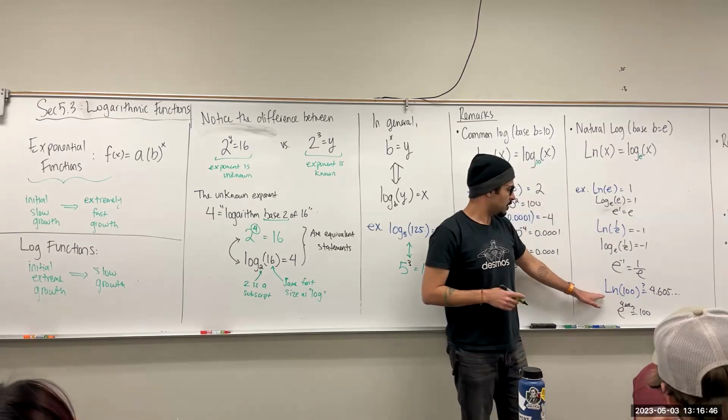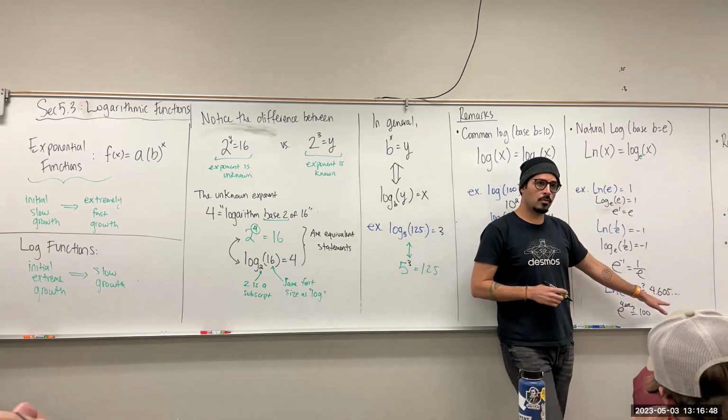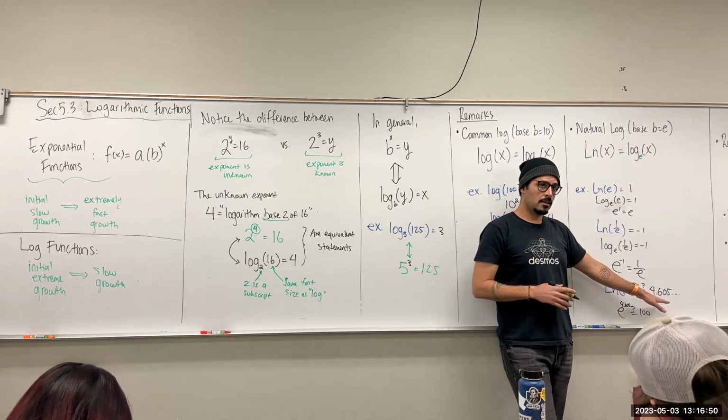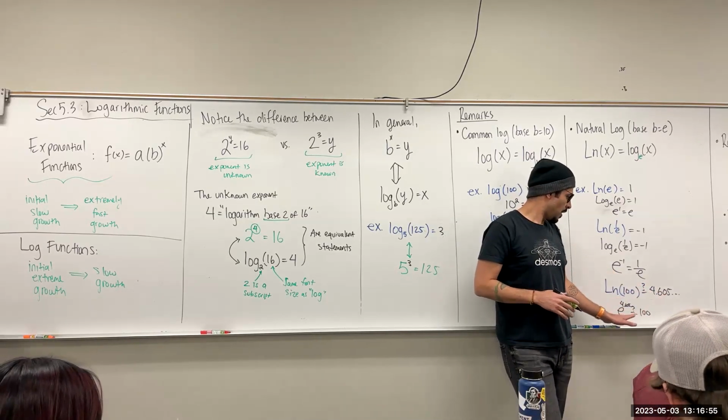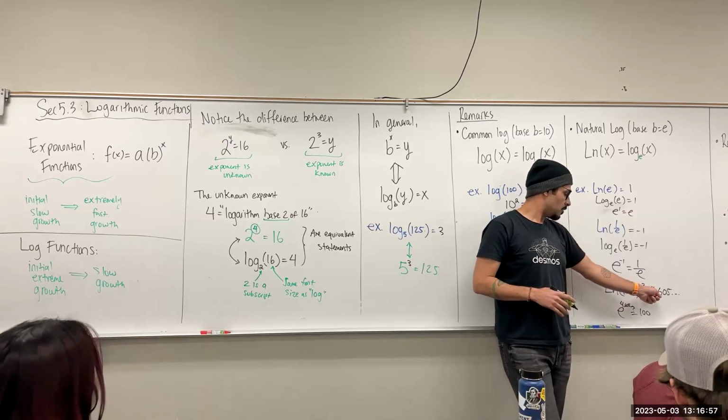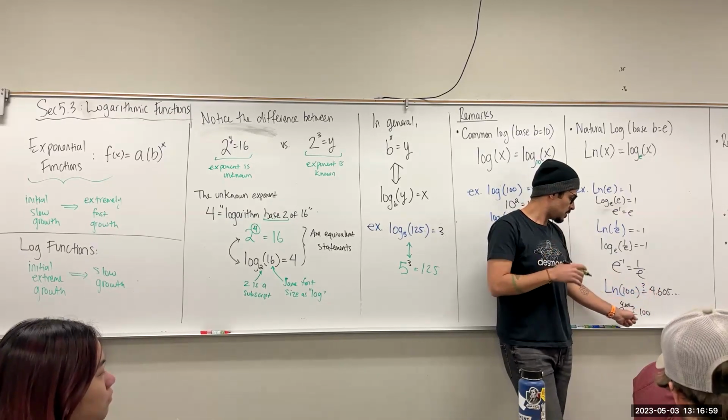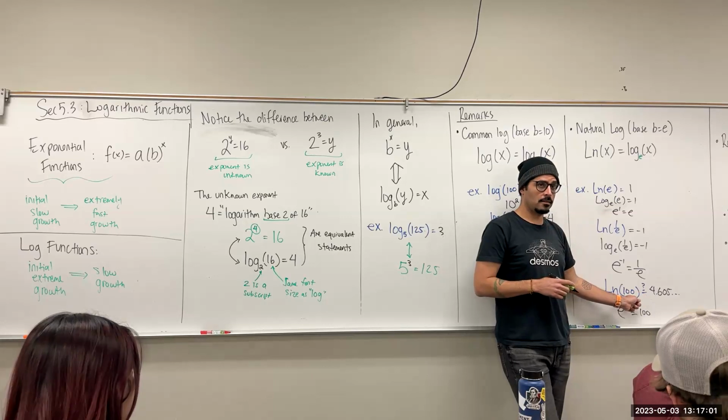And so that's why when you guys are going to do logs, sometimes you're going to get these really weird irrational numbers. Because those are the weird irrational numbers that, when e or the base is raised to them, are going to give you what's inside of the log.